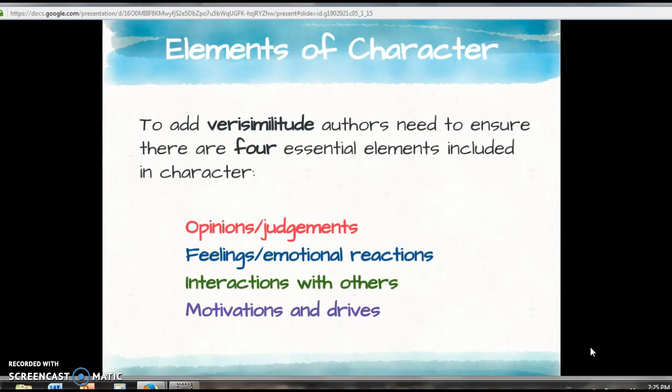And then the last one is their motivation or their drive. So in other words, what keeps them moving forward? What do they want to get out of life? Just like in real life, motivation and drive is what's going to dictate most of a character's actions. So we're going to look at all of these more in depth, and we're going to look at this chain that they create in the way that they interact with each other and affect each other.